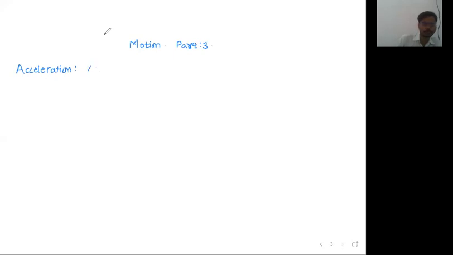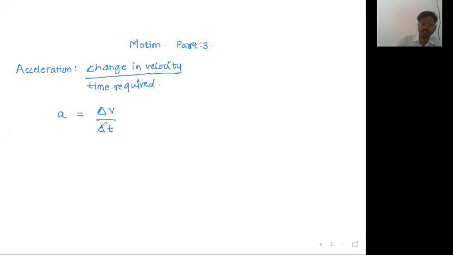Okay, so write down change in velocity divided by time required. Okay, acceleration symbol is A. Change means triangle. Change in velocity V divided by time required, let us denote it by delta T. Okay, time interval, final time minus initial time, final time instance minus initial time instance.